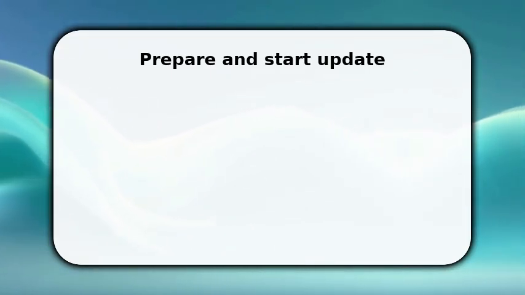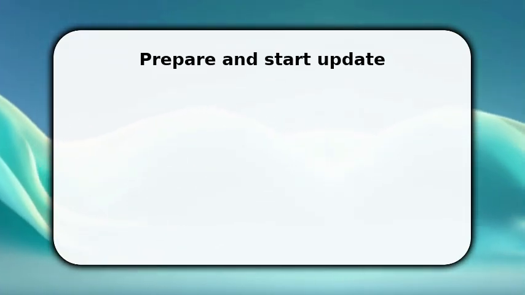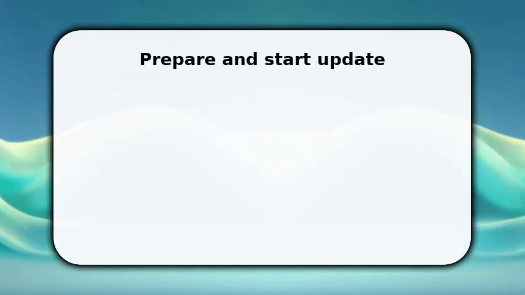Navigate to Settings, System, Software Update, and tap Check for updates. This starts the download step. You do this first so that the device has power, a backup, and a reliable connection before the installer engages.